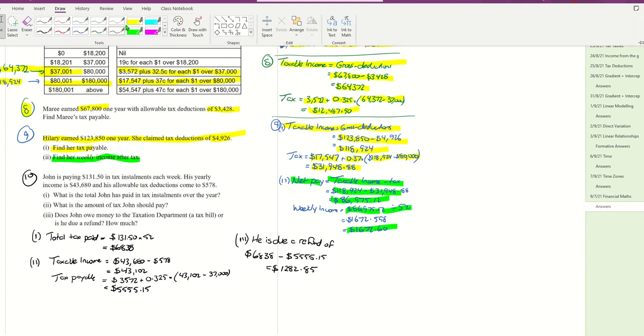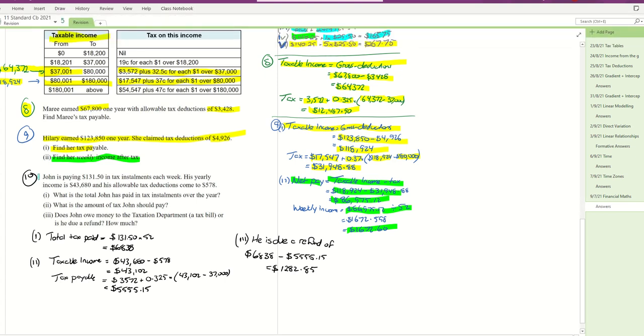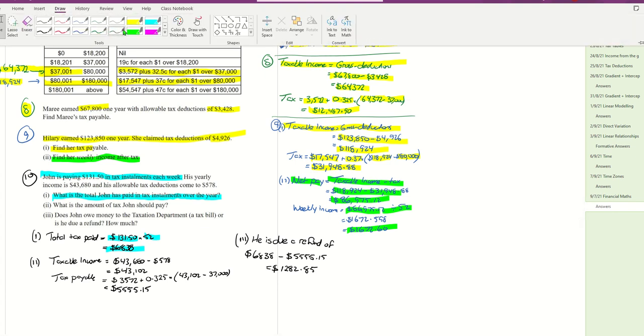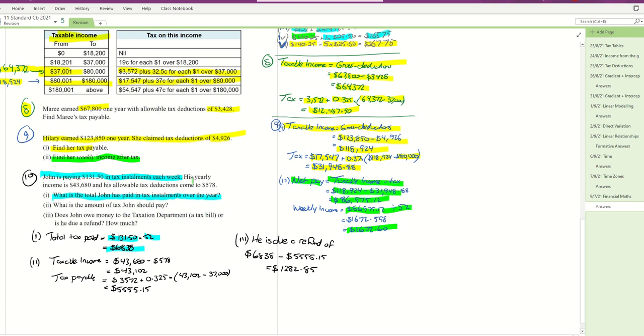Our last and final question. John is paying $131.50 in tax instalments each week. So let's just come down here and do this first question. What is the total John has paid in tax instalments over the year? So he's paid that amount per week. He's paid $131.50 and he's paid it for 52 weeks. He's paid $6,838.